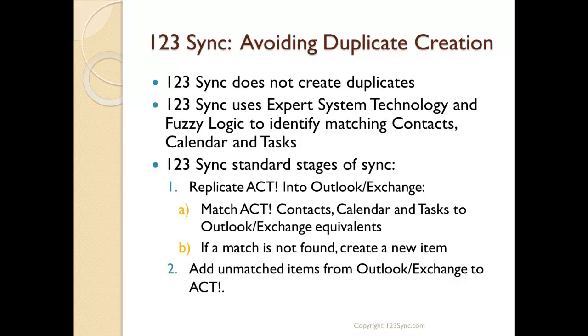When we run 123 Sync, we run it in two stages. The first stage, we replicate the ACT into the Outlook or Exchange by matching all the ACT contacts, calendar, and tasks. And if a match is not found, then we create a new item. We do everything we can to avoid any duplicate creation.